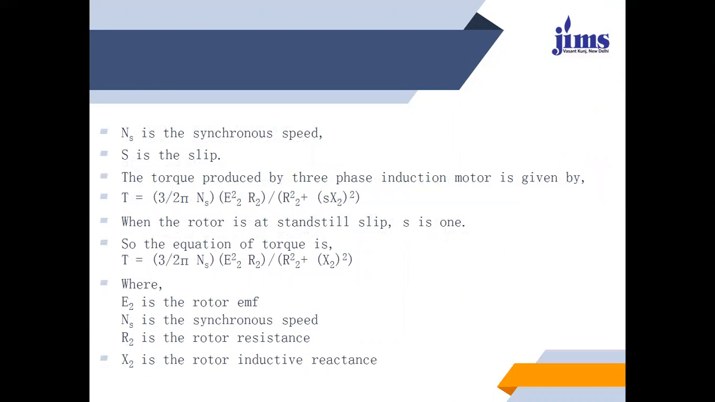The torque produced by three-phase induction motor is given by T equal to 3 upon 2 pi ns into s V2 square R2 upon R2 square plus (s x) the whole square.